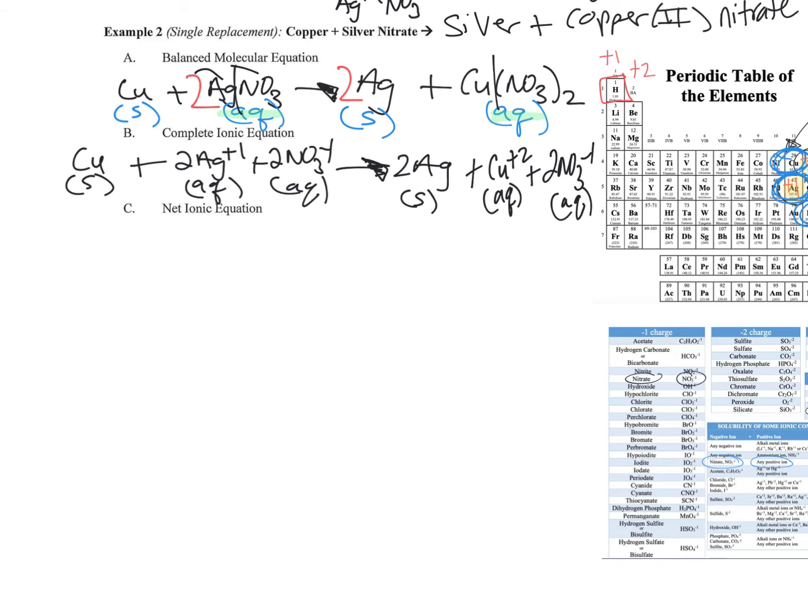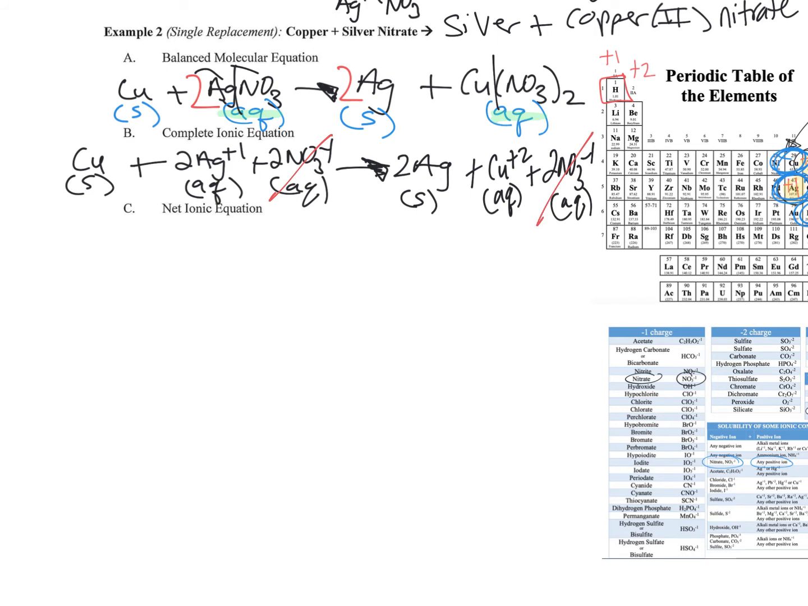So once again, whatever state of matter you write in A, it just carries down. And then the last part of step B is you're looking for spectator ions, things that have not chemically changed. And so I have 2 nitrate ions on both sides of the reaction.